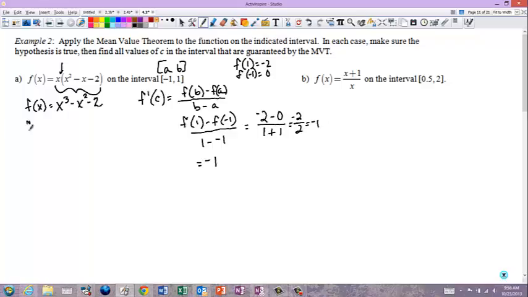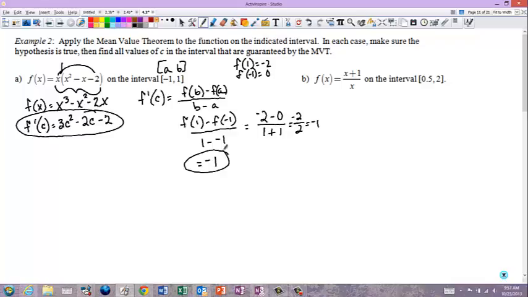f prime of c would be, the derivative of this is 3x squared, but instead of an x, I'm going to put a c, minus 2x, 2c, and that's it. So, oops, mistake. I didn't distribute my x to my 2, so it would be minus 2. Called it at least. So you just set f prime of c equal to f of b minus f of a over b minus a, and you solve it.